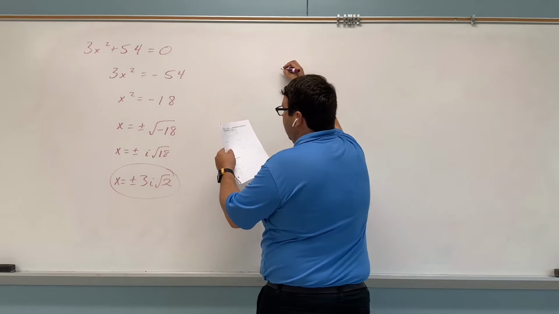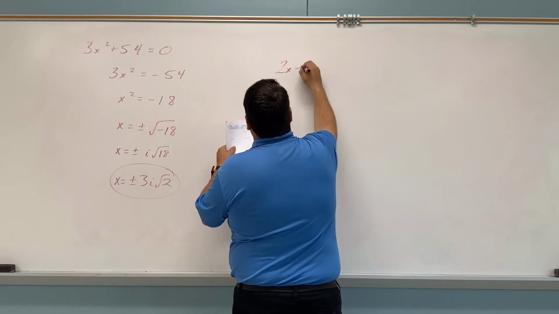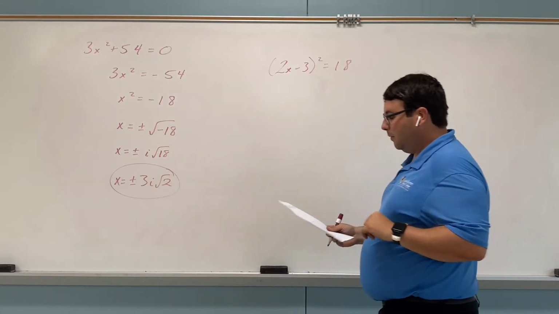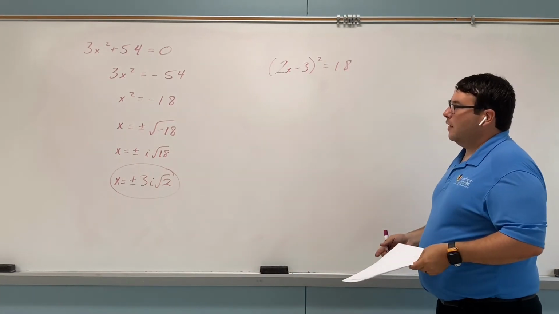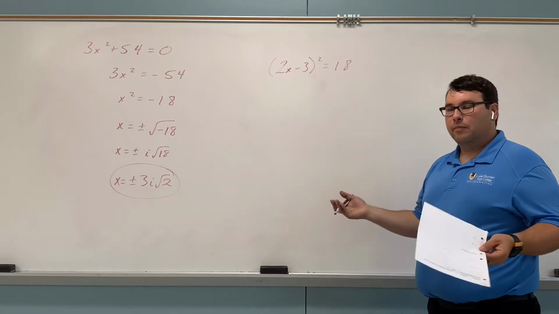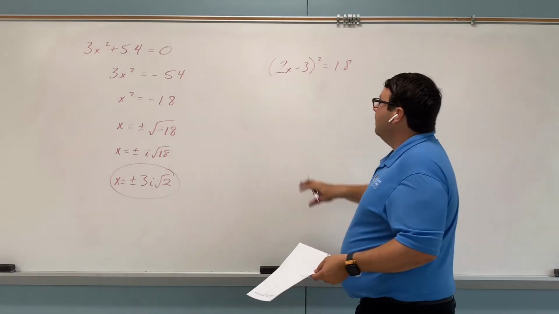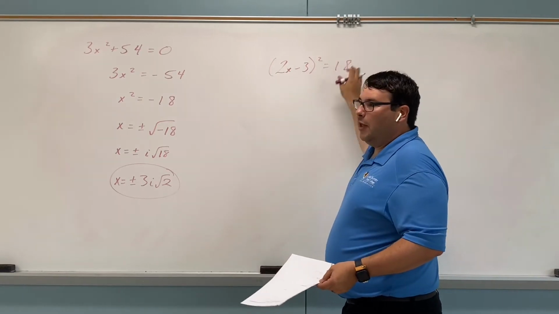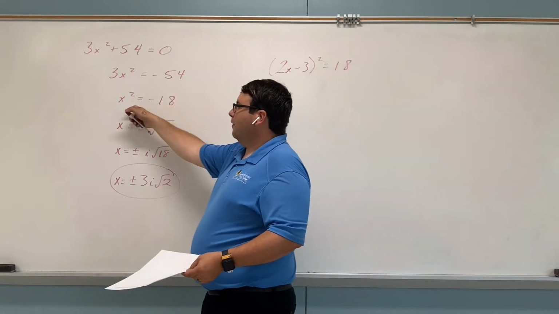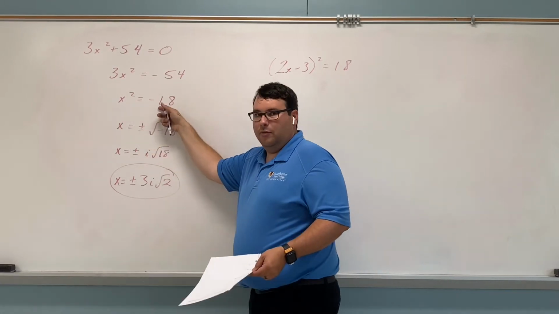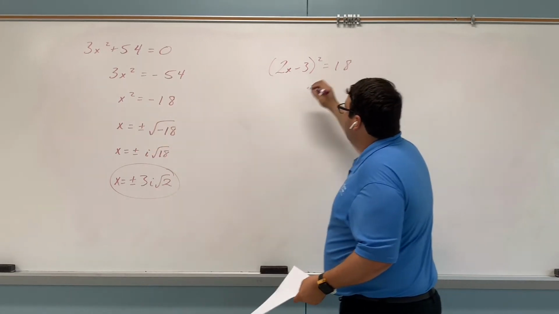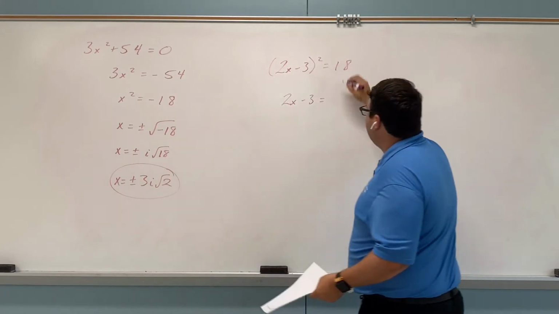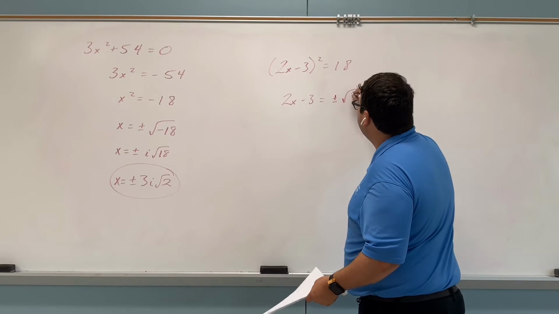What if I get something like this? I have 2x minus 3 as a quantity squared is equal to 18. Well, in this situation, I'm going to say let's use the square root property, just as is. Here's why. I have something squared is equal to some other value. That's exactly what I had here. I'm going to do the same exact thing. Taking the square root on this side, I get just the 2x minus 3. Taking the square root on this side, I have plus or minus square root of 18.